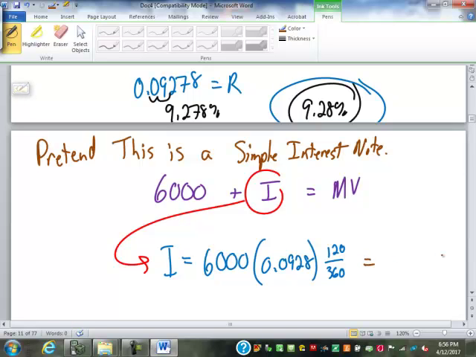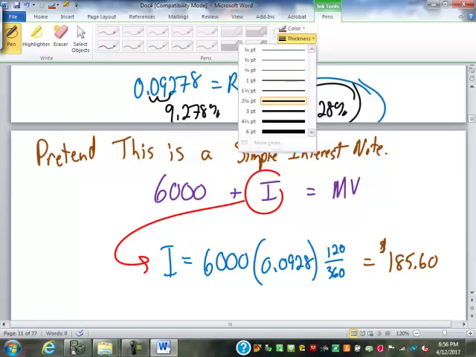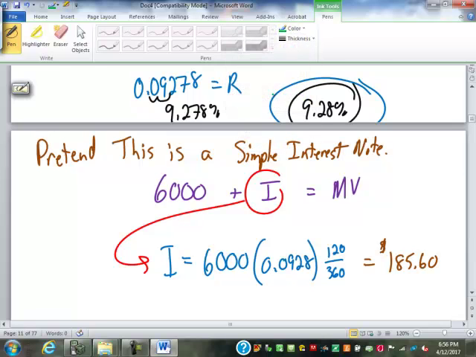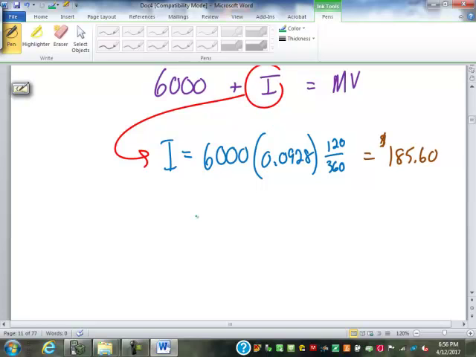If we figure that out, what's that going to be? $185.60, I believe, in interest. Calculate that out. Somebody double check me. I'm not real sharp tonight. So, is it? Okay. So that means the maturity value, 6,000 plus the 185.60 is $6,185.60.